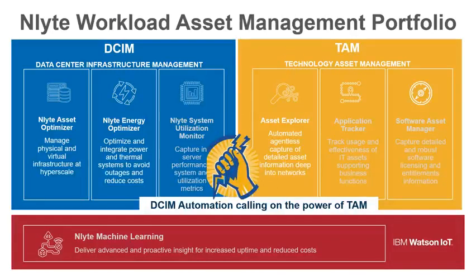So if we look back on the DCIM side, which is the blue area on here, we've got the Nlyte Asset Optimizer, which for those that remember is everything. It's around your devices, your assets inside racks, your racks themselves, your floor plans, the interconnectivities of those devices and their positions within the racks, as well as the racks on the floor and the capacity of those environments, right?